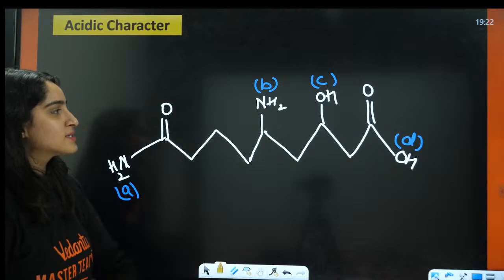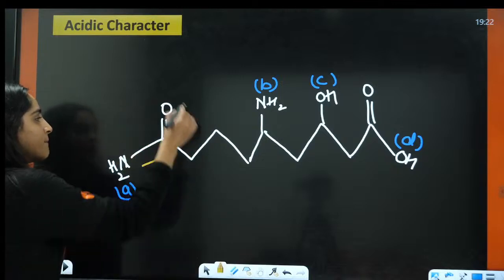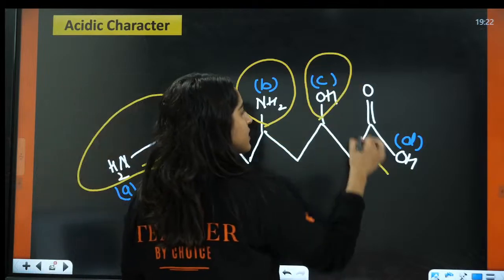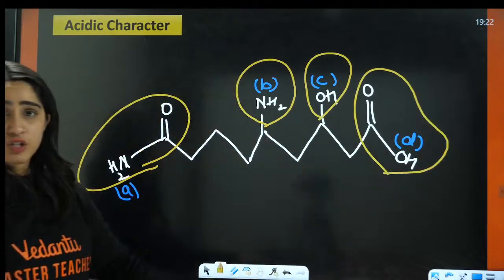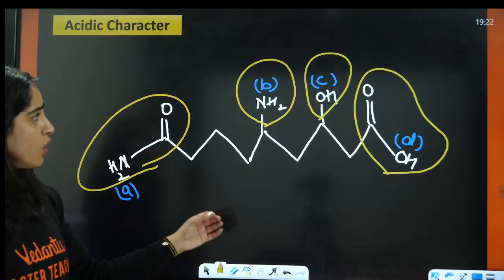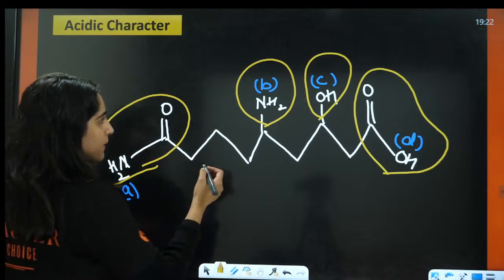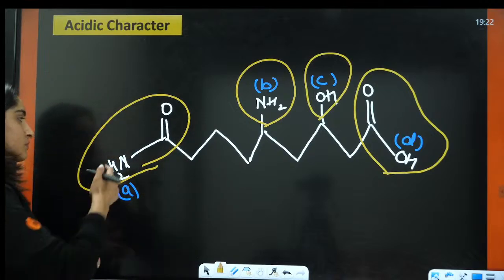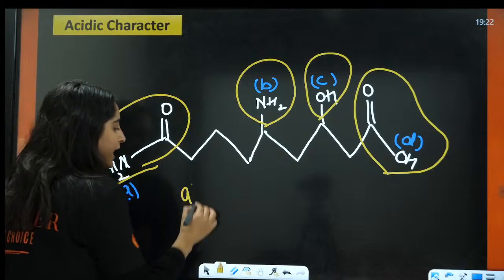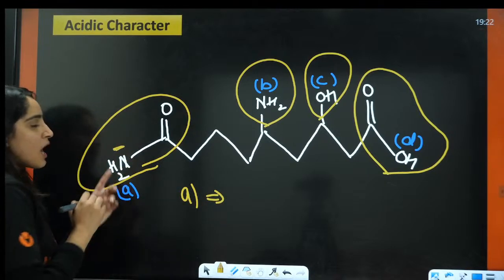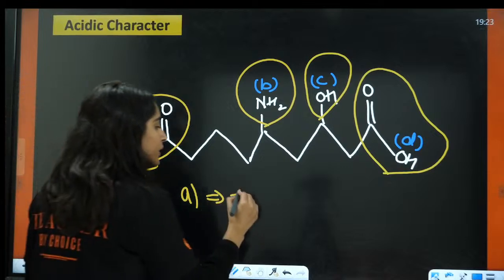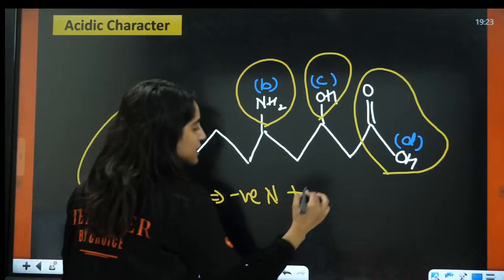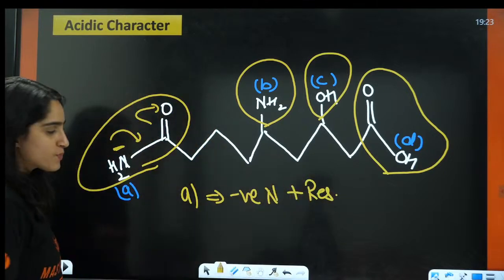So this is A, this is B, this is C, this is D. This is an amide group, this is an amine group, this is an alcoholic group, and this is a carboxylic group. So let us understand this. Here, after losing H positive, in the A case, you will have negative charge on nitrogen, as well as resonance present here.